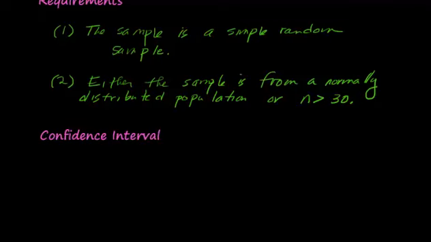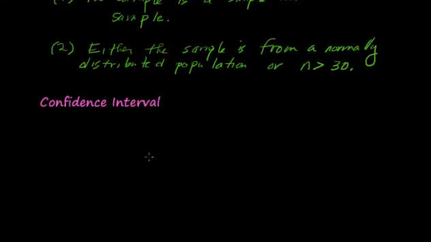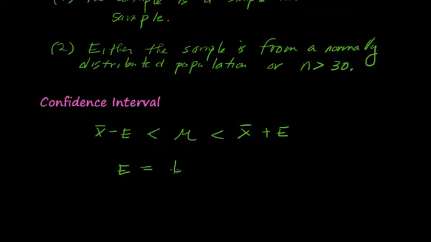So let's look at how that would look. It's the same as it was when sigma was known. We take our point estimate minus the margin of error, and that's our lower confidence limit, and our point estimate plus the margin of error is our upper confidence limit. And the margin of error calculation looks very similar to what it did before. We just use the critical value t alpha over 2, and instead of sigma, we have s.